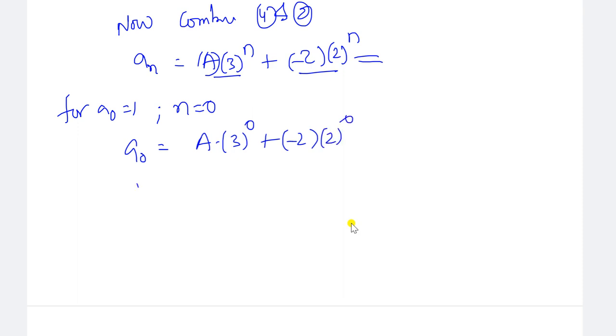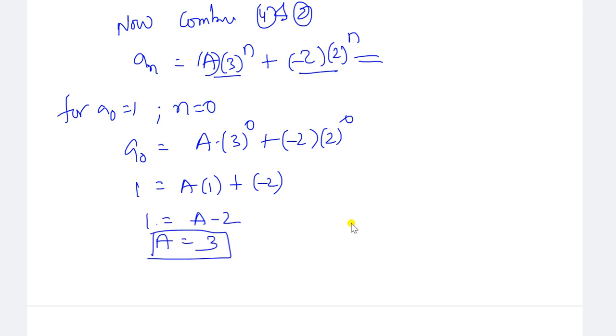So a_0 value is equal to 1, and a into anything power 0 is 1, plus minus 2 into anything power 0, 1 only. So minus 2 into 1, we got minus 2. And finally 1 equal to a minus 2. So a equal to 1 plus 2, that is 3. So don't be confused. This a value is for homogeneous, that a value is for particular. Here both the a's are different.